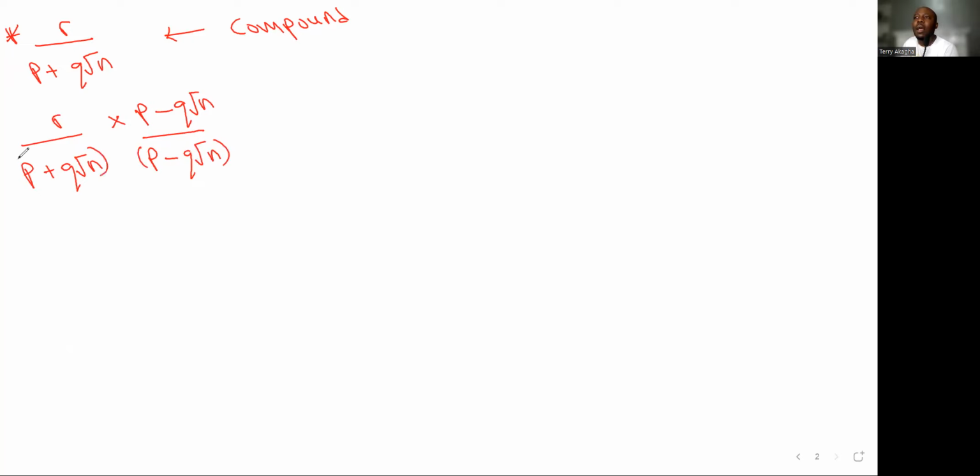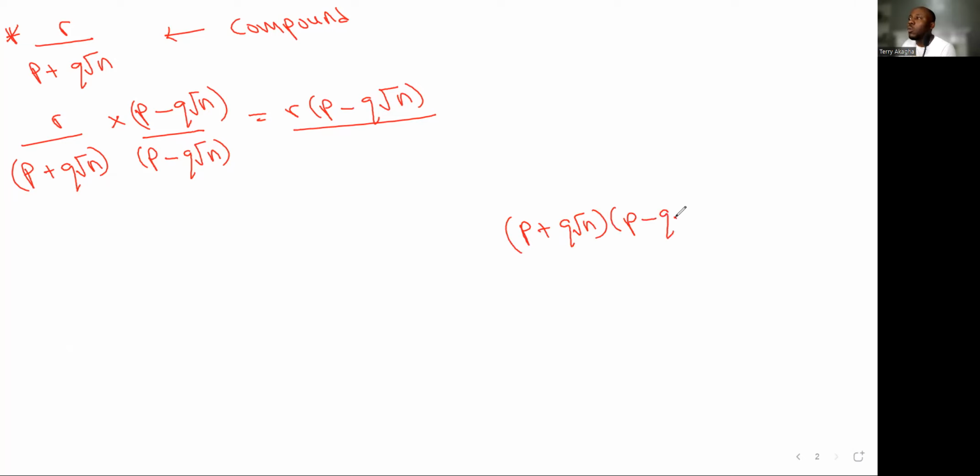So you're going to multiply this by the conjugate. And remember, I told you in the previous video that if you multiply by the conjugate, the square root sign disappears. So let's open the bracket. It's going to give us r multiplied by p minus q root n divided by, in the denominator, p plus q root n multiplied by p minus q root n.